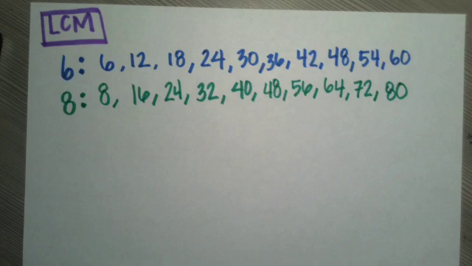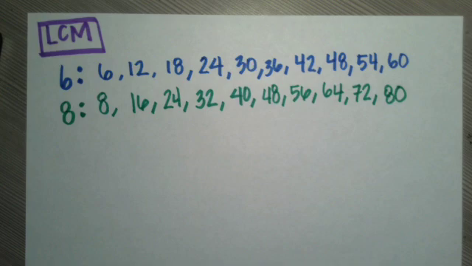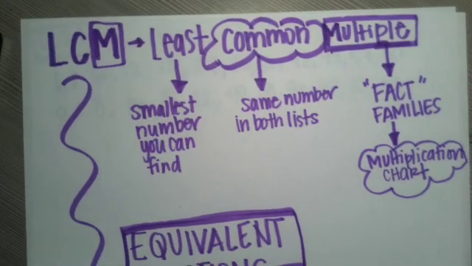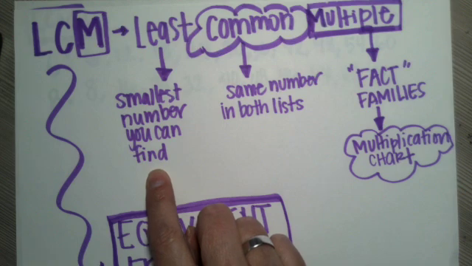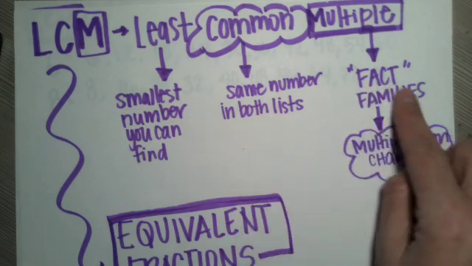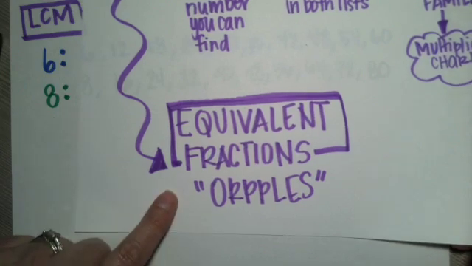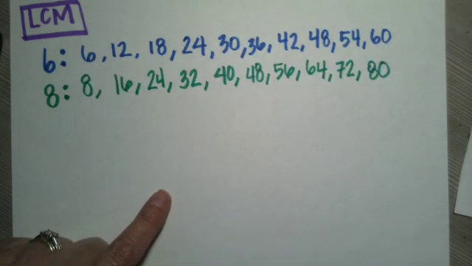So if we look at this list, we've got some matching numbers. The numbers that we want to find are the least common multiple, right? So if we go back to this, we're looking for the smallest number I can find between both lists. The number has to be the same in both lists, and we're doing it with the fact families right now of 6 and 8 so that we can find equivalent fractions. So let's find the matching number. I think that's the best way to start.